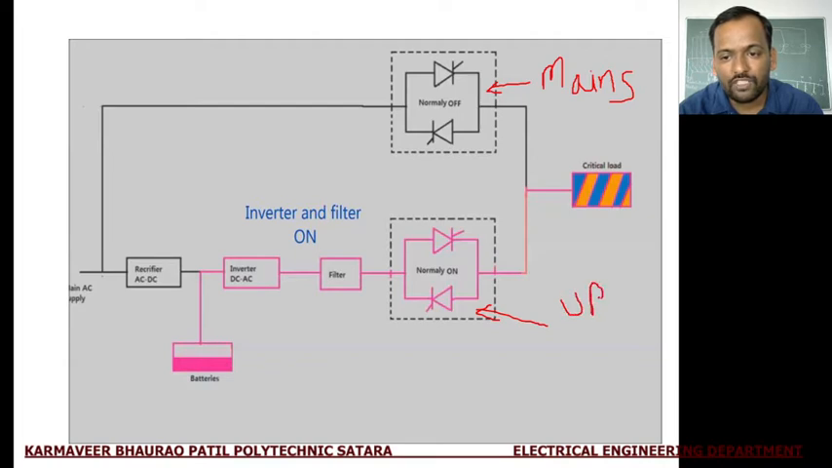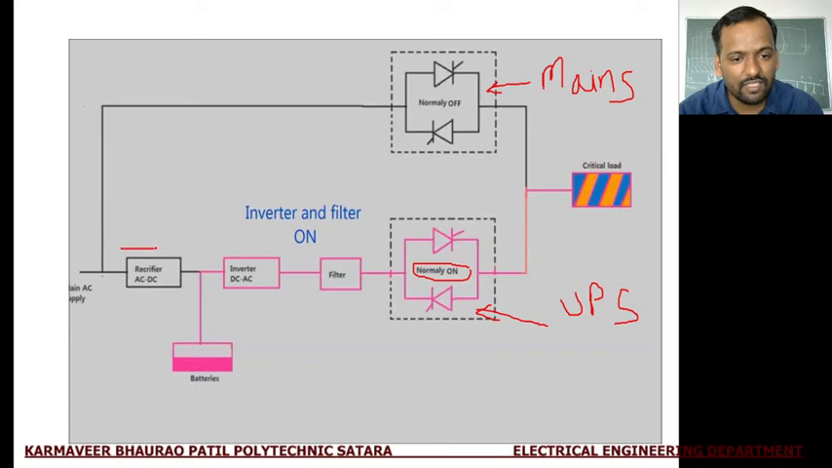Depending upon which switch is normally on or normally off, we will decide whether it is online UPS or offline UPS. If we are using online UPS, then this UPS static switch is normally on. It means this diagram is of online UPS. Now the working of online UPS is like this.